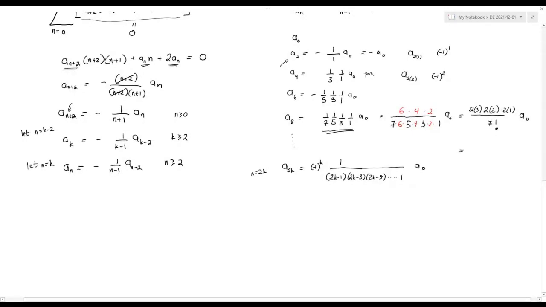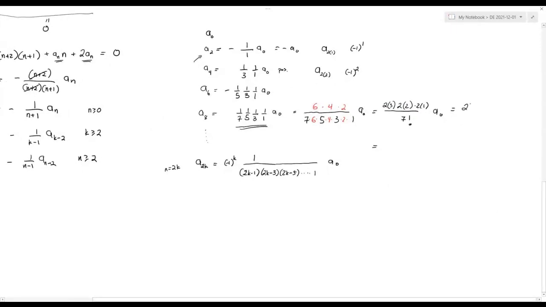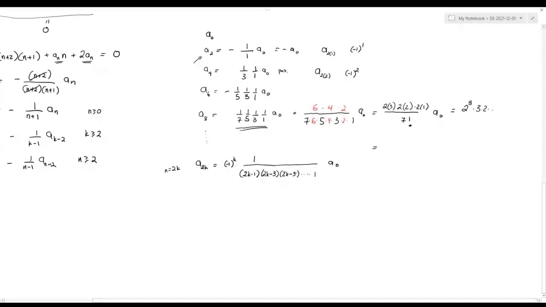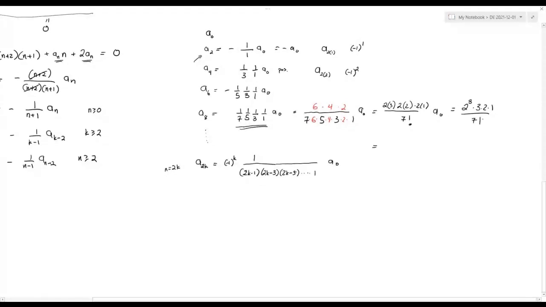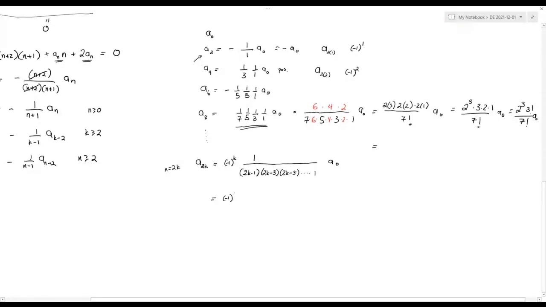So now we can collect all the factors of 2 and we get 2 cubed. And then we have 3 times 2 times 1 left over. That's just 3 factorial. And so this is kind of what we want to do here.